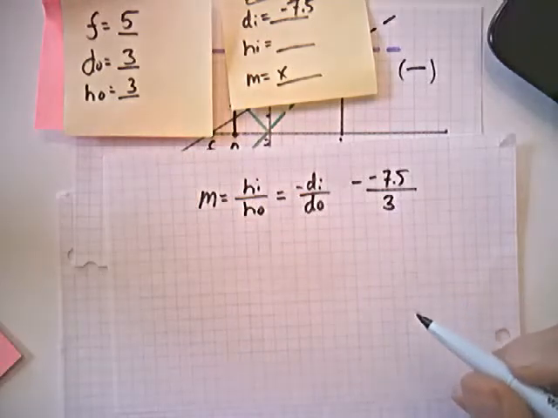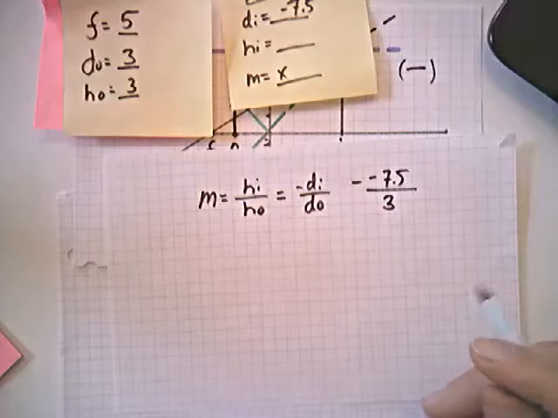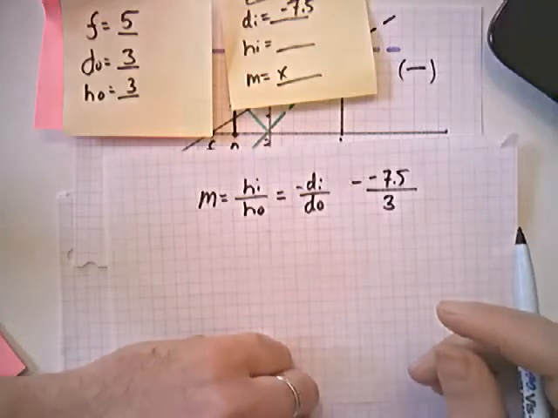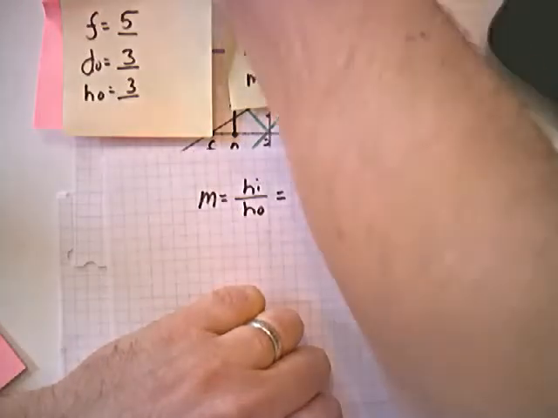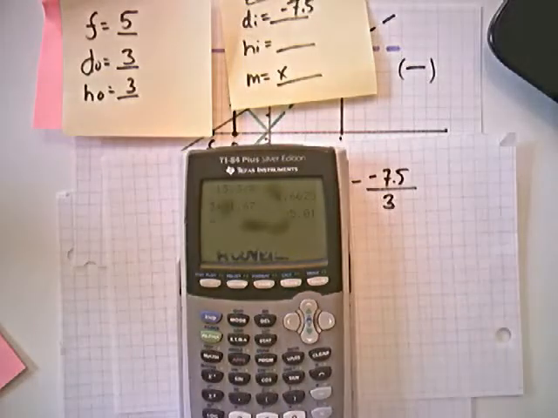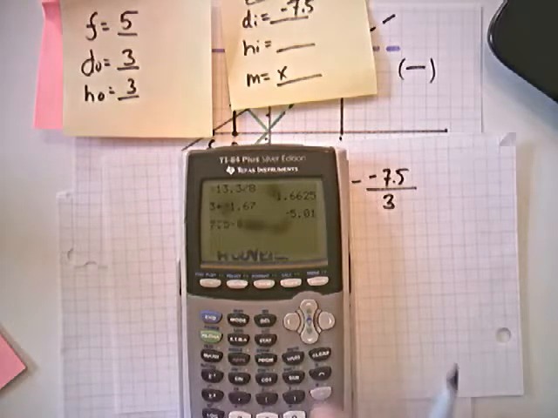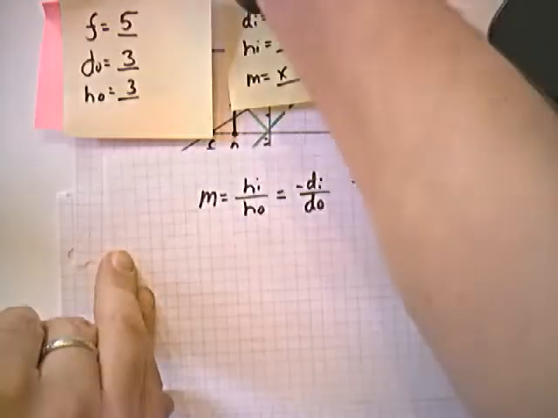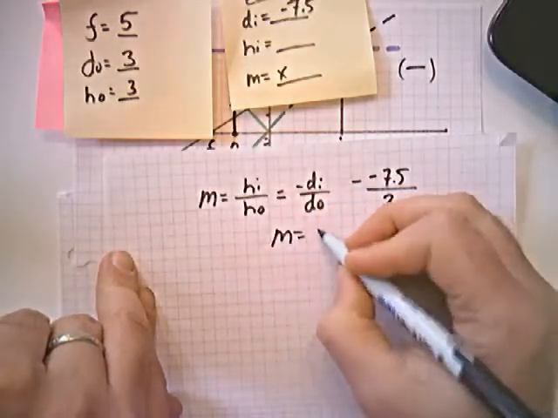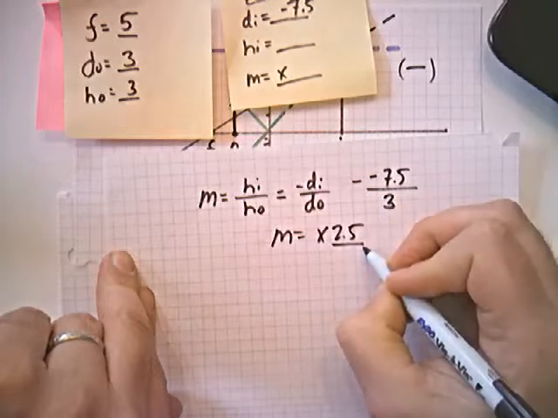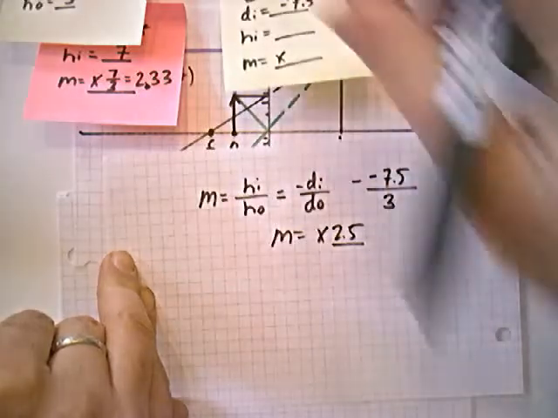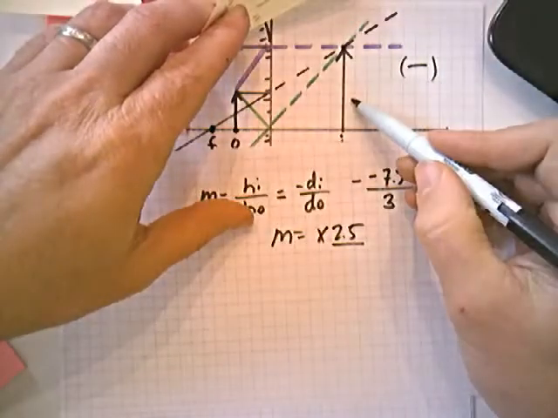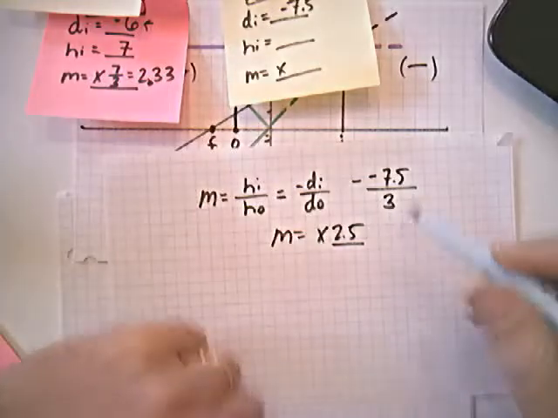So basically what we do now is we just simplify. We'll just use our calculator to help us with this. So we're going to take negative of a negative, which is positive, 7.5 divided by 3 is 2.5. So the magnification we get is times 2.5. Notice that it's greater than 1. That's important. That explains why our arrow is bigger than the original arrow. The arrow of the image is bigger because magnification is that high.